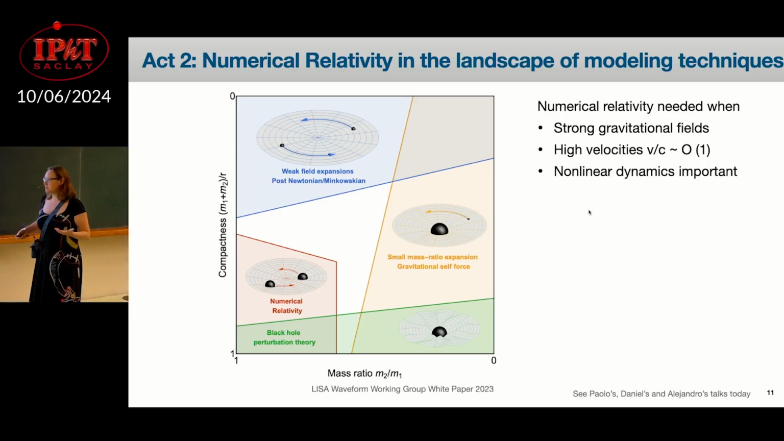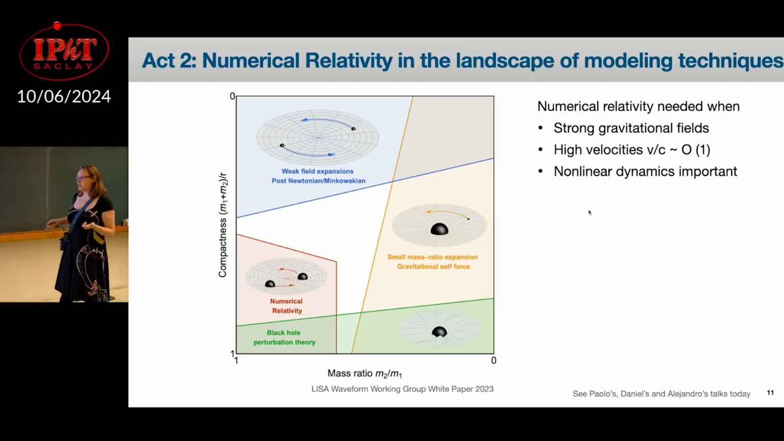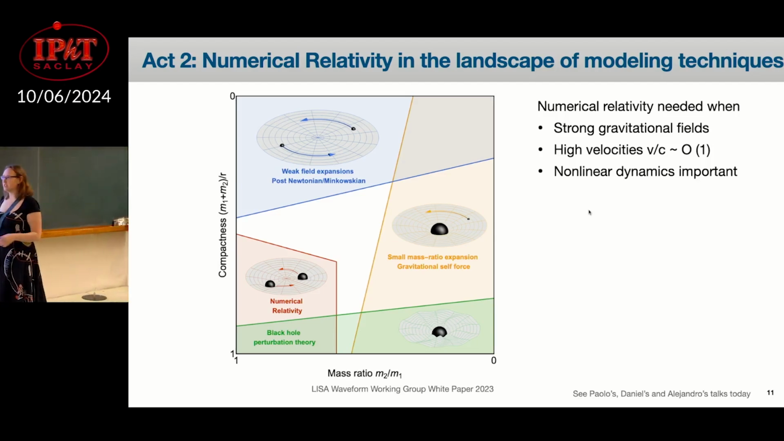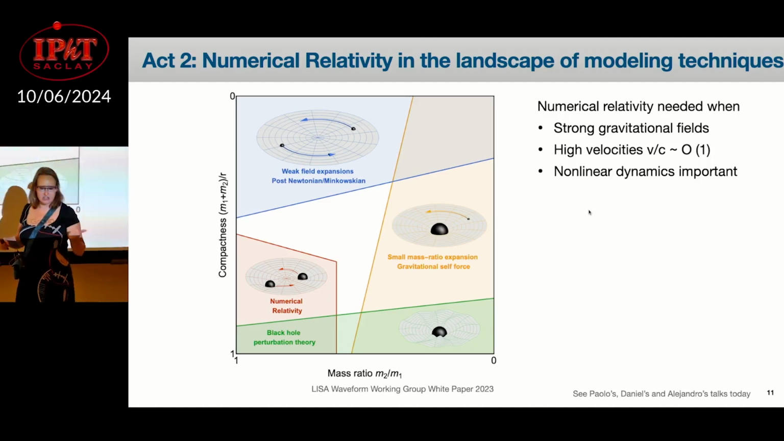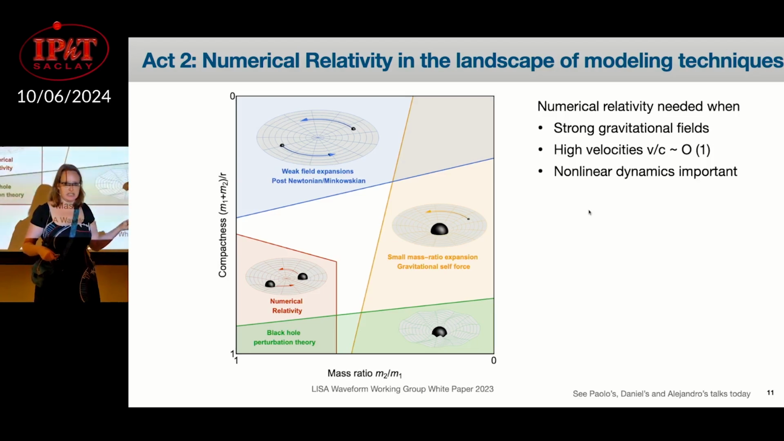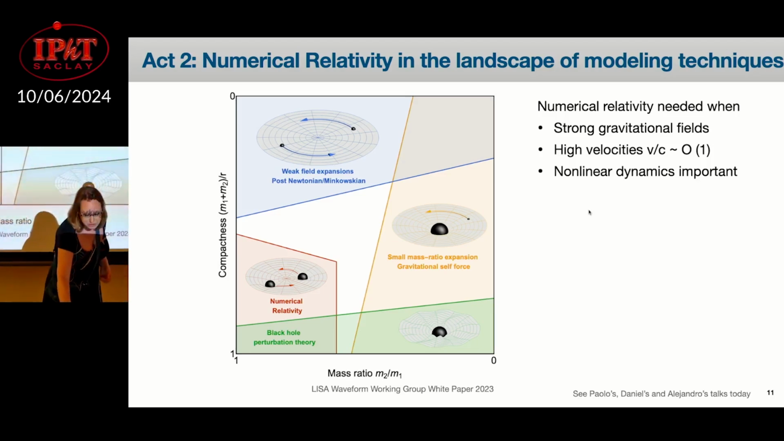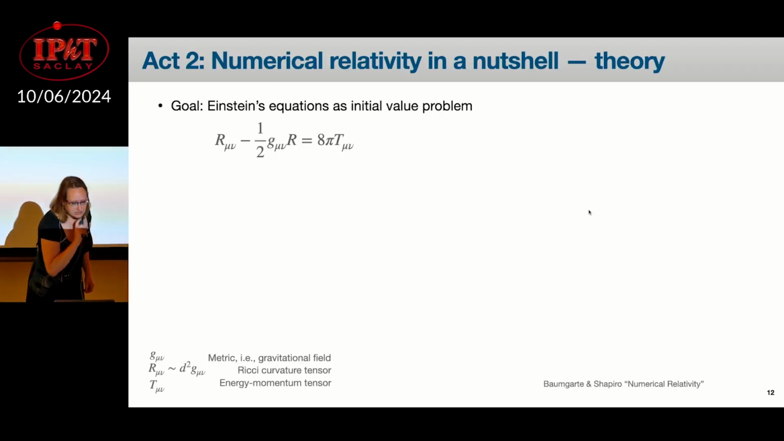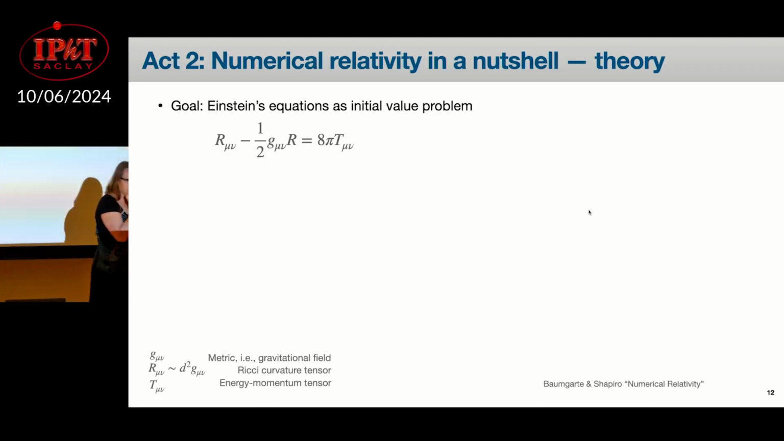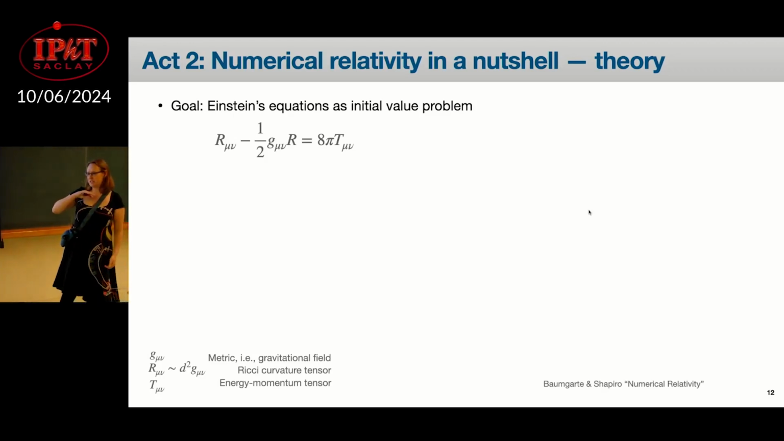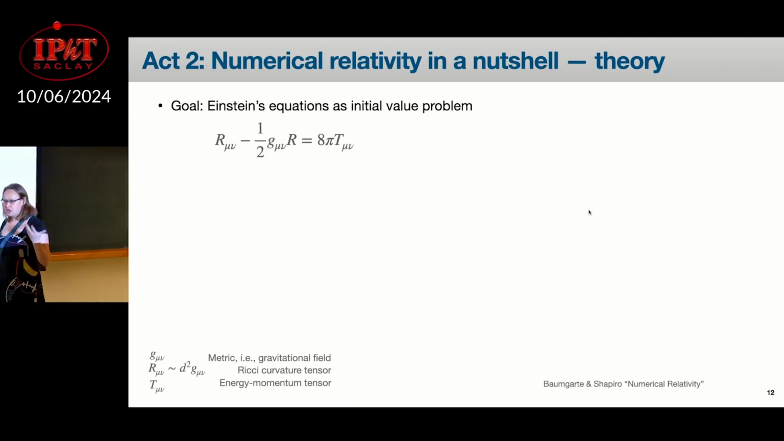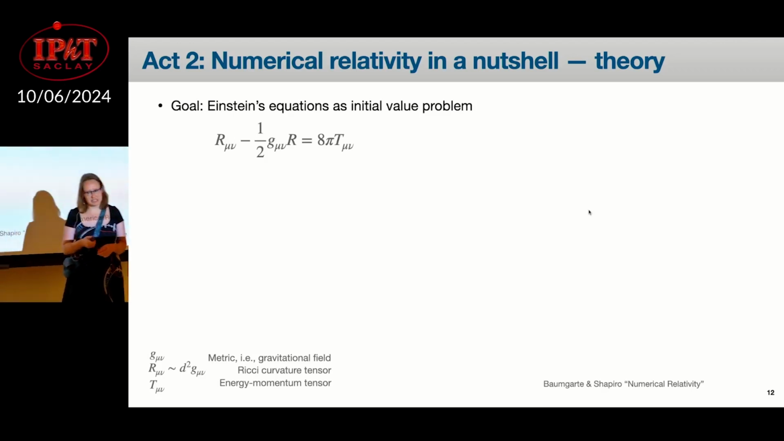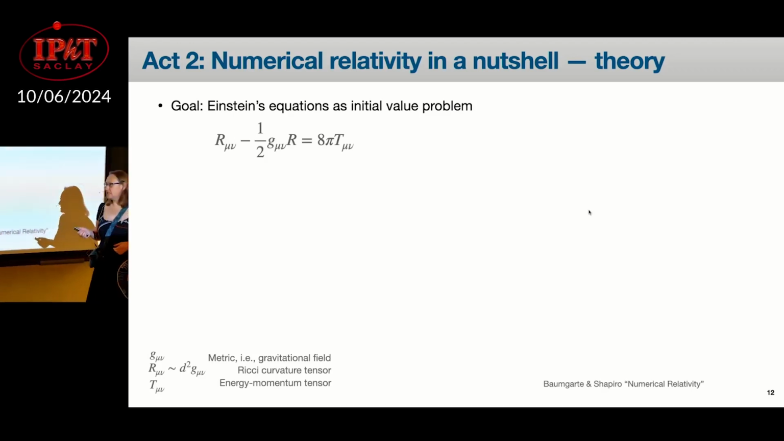Or if you don't have symmetries in your compact object, then you might want to resort to numerical relativity time domain calculations. So you need this when you have strong gravitational fields, high velocities, or nonlinear dynamics are important. This is where we want to use numerical relativity. Okay, so how do we go about this? Remember, when I say numerical relativity, I'm thinking about the time evolution in 3 spatial dimensions, propagating forward in time. So let's think about how we do that with Einstein's equations that I've written down here.